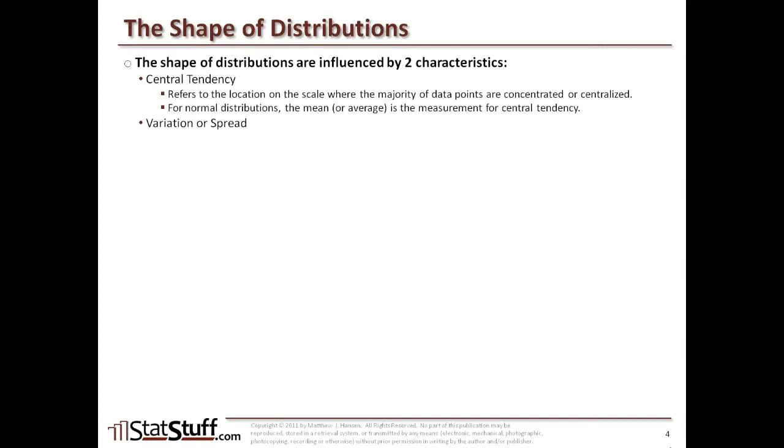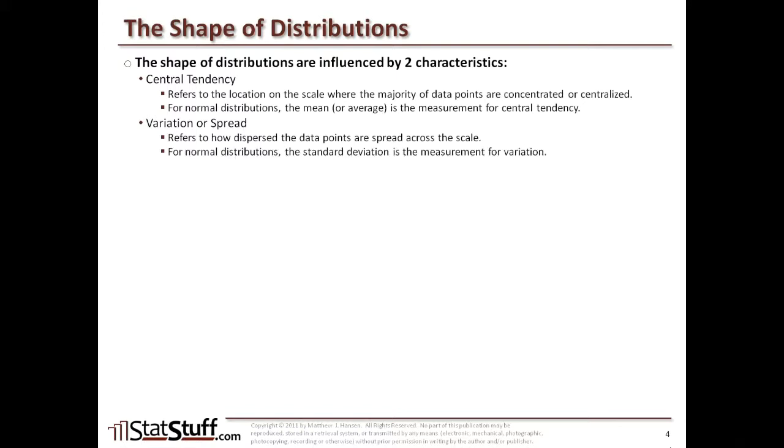Now for variation or spread, this is referring to how dispersed the data points are, that is how spread out they are across the scale, or at least spread out from the central tendency. So for normal distributions, the standard deviation is the measurement that we would use for measuring variation.